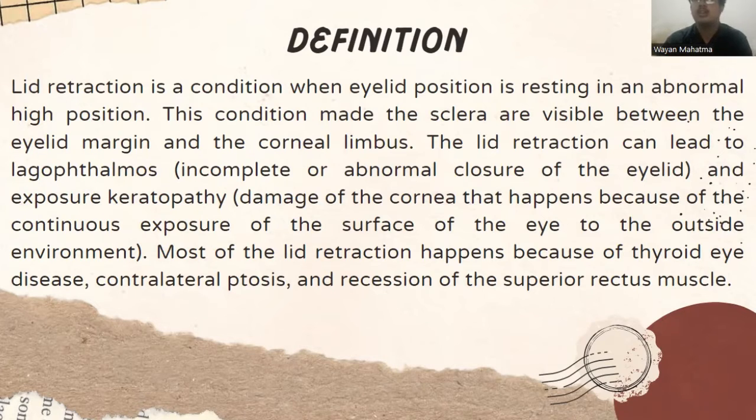Most of the lid retraction happens because of thyroid eye disease, contralateral ptosis, and the recession of the superior rectus muscle. That's from me. Now my friend will give the presentation.